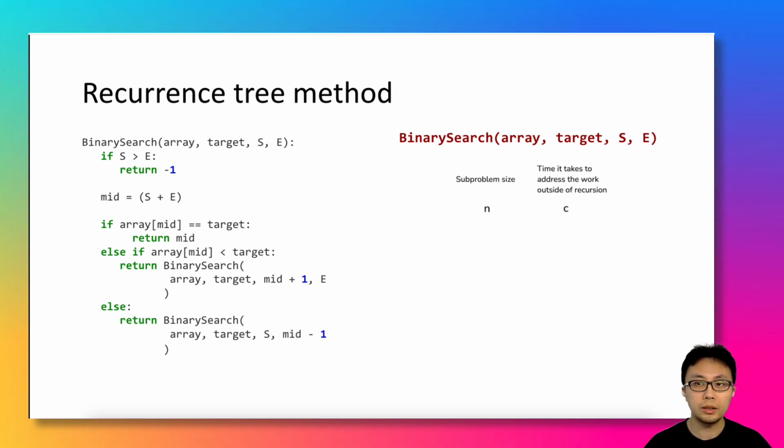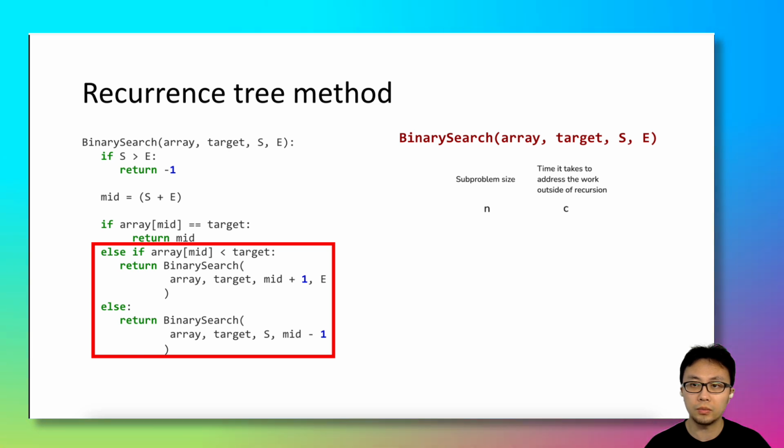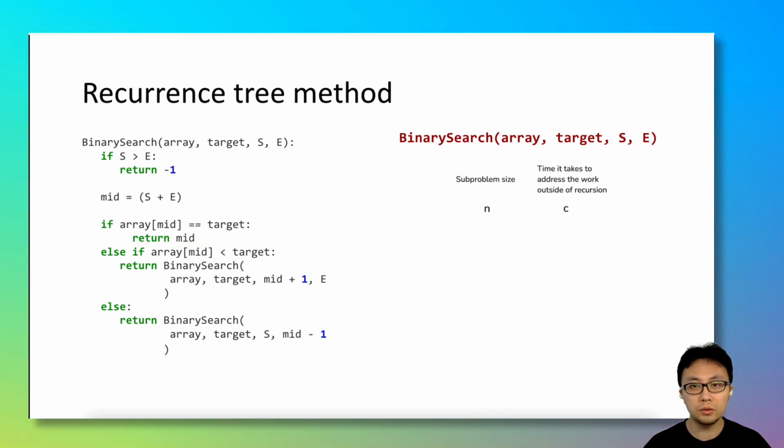The execution of this binary search on a problem size of n will trigger another binary search on a halved problem size in either of the 2 recursive calls. The subproblem size is n divided by 2. However, the time it takes to do the work at this step remains these 3 lines, which takes a constant time to run. So we will list them side by side. Subproblem size is n divided by 2, and the time outside of recursion corresponding to this problem size remains C.